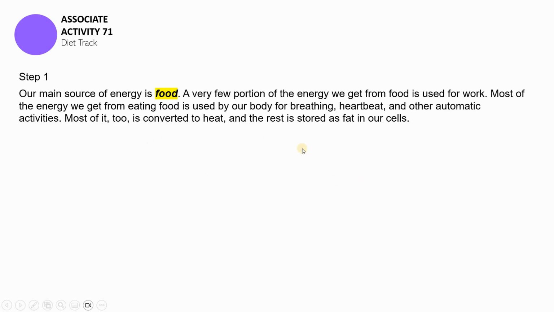All right. Now, step number one is some kind of realization that our main source of energy is food. A very small portion of the energy we get from food is used for work. Most of the energy we get from eating is actually used by our body for things like breathing, for the maintenance of our heartbeat, and other automatic activities, such as the contraction of our blood vessels and other things. Most of it is also converted to heat, and the rest is stored as fat in our cells.